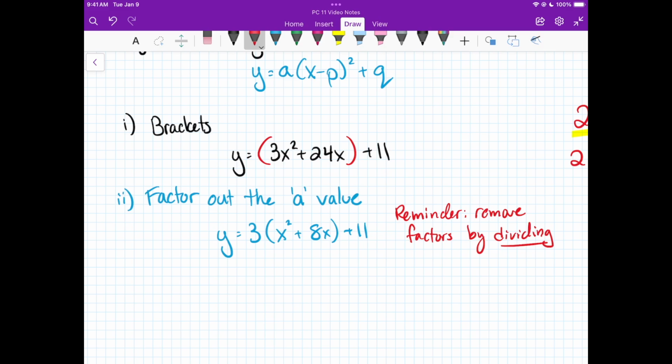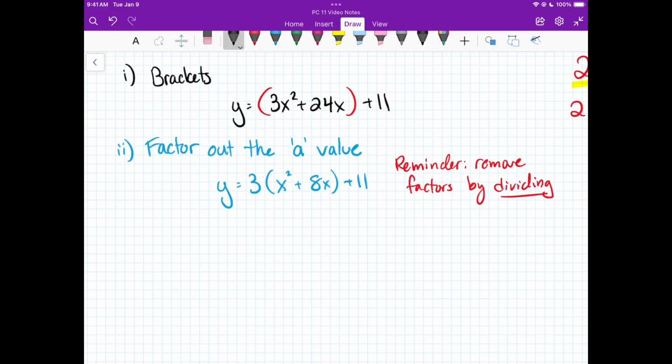This is a really common point of mistake. Either people will forget to take the a value out altogether, or they'll only take it out from the x squared term, and then they won't touch the b coefficient. So a lot of people on this might have something like 3 and then x squared plus 24x like this, and that's no good. That's going to lead us to having very wrong answers. All right, so that's our first change.